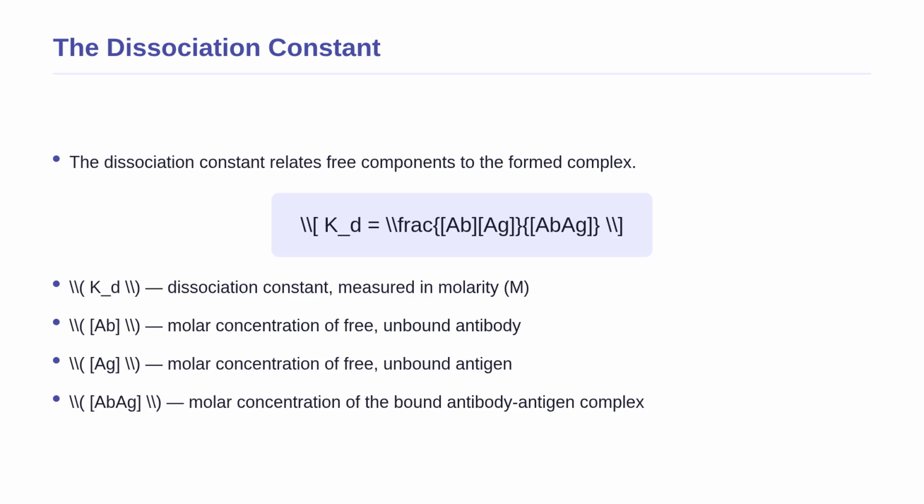Here is the crucial physical interpretation. If the complex forms easily and stays together, the denominator gets larger, making the overall K sub d value decrease. Therefore, a very low K sub d means the antibody has a very high affinity for the antigen. Conversely, a high K sub d means weak binding.